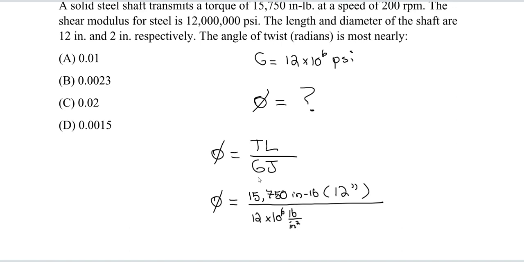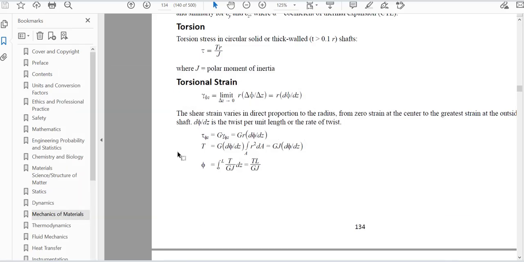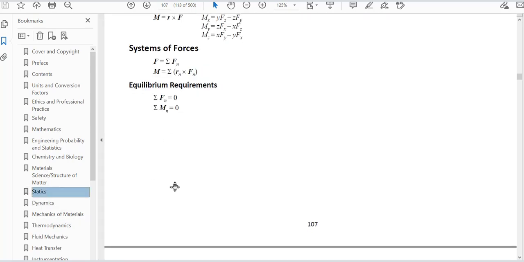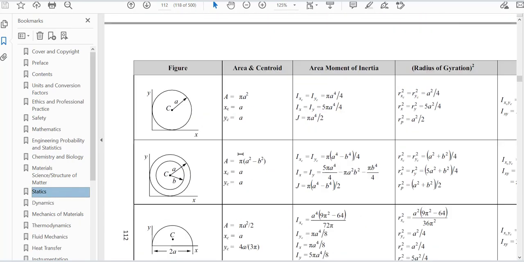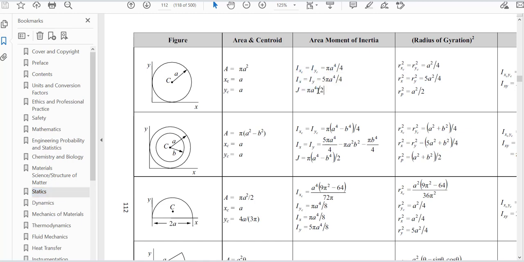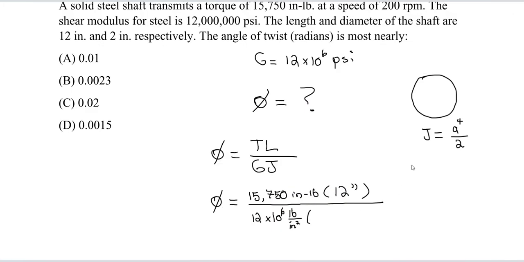And it's going to be psi, so it's pounds per inch squared. The units look good. And now our J value specifically, for a solid shaft, so it's a circle, right? Our J value is going to equal pi A to the 4 divided by 2. So this is found again in the statics tables. Don't forget that pi. So it's going to be pi A to the 4 divided by 2 for a solid shaft. If it was hollow, you would use this equation.